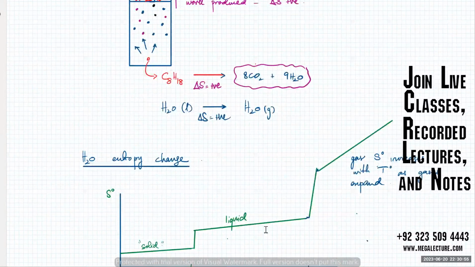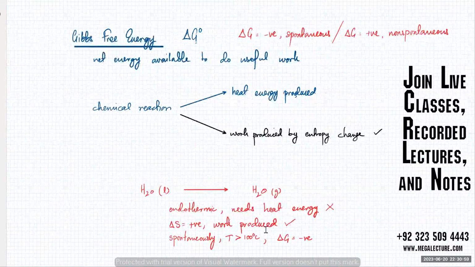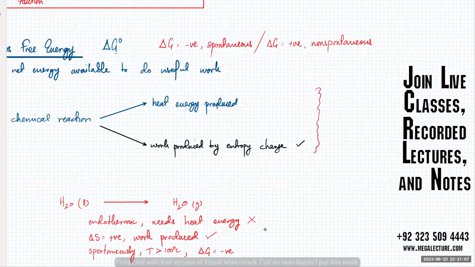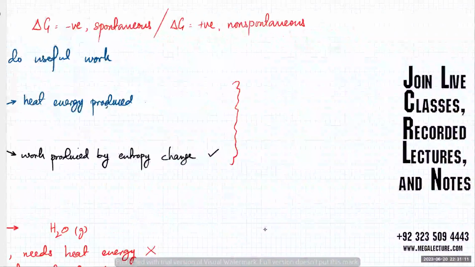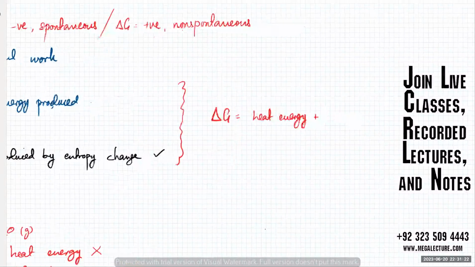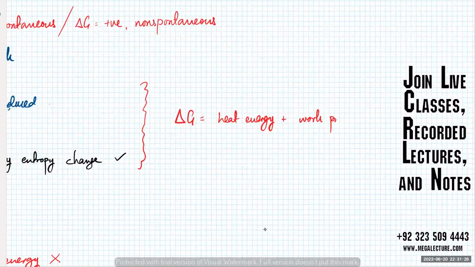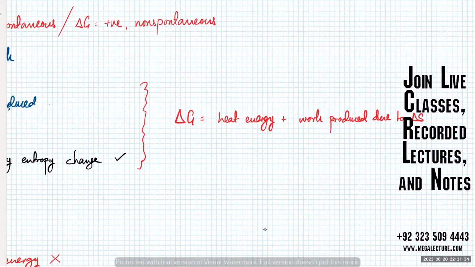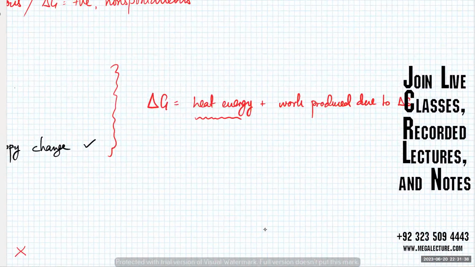So that's the idea of Gibbs free energy, that it's the sum of whatever available useful energy you have. The formula kya hoga? It's basically a sum of these two energies, right? The total energy that's available. So the formula we can come up with is: delta H is basically equal to the heat energy that's produced plus the work that is produced due to delta S, right? So it's the sum of these two things. Now we know for a reaction that heat energy is basically enthalpy change, right?